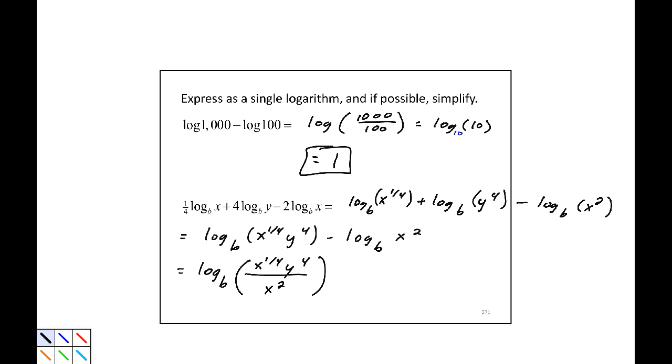So in our numerator, we have x to the 1/4 and y to the 4th. And in our denominator, we have x squared. There's one more thing we can simplify, and that is x to the 1/4 divided by x squared. We can subtract those exponents, and 1/4 minus 2 is negative 7/4. So this would simplify completely as log base b of y to the 4th power divided by x to the positive 7/4.